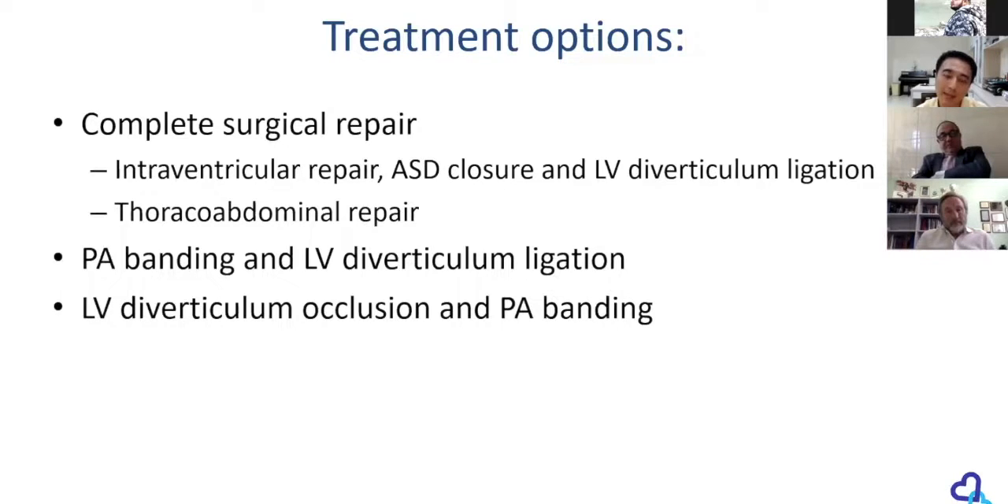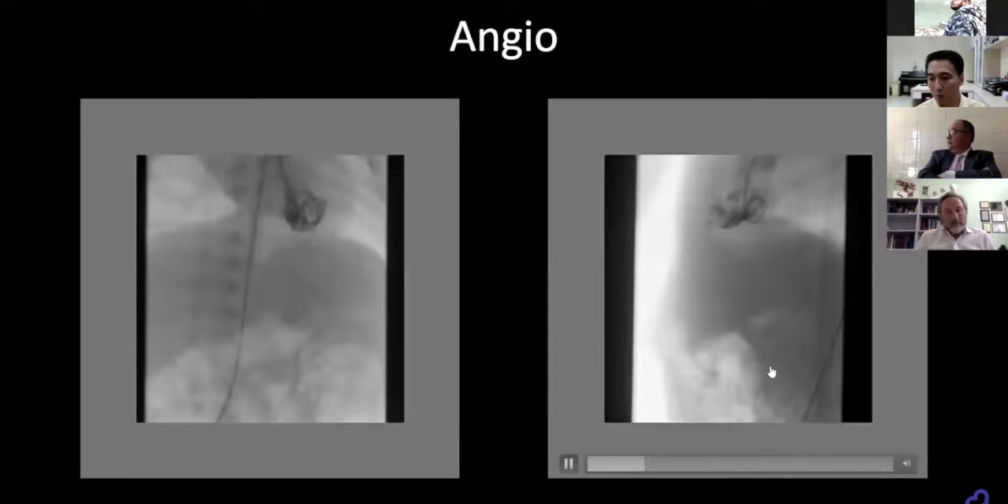So the center in the northern part, I discussed with the surgeon, and they are not very keen to ligate this diverticulum because they cannot handle that thoraco-lower abdominal defect. They're not very keen on that. So we actually flew over to that center and we did the LV diverticulum occlusion.